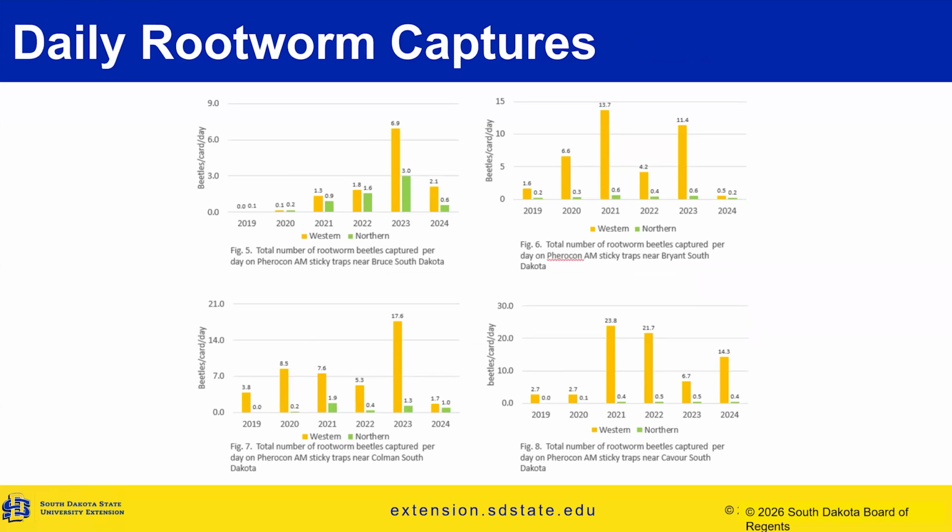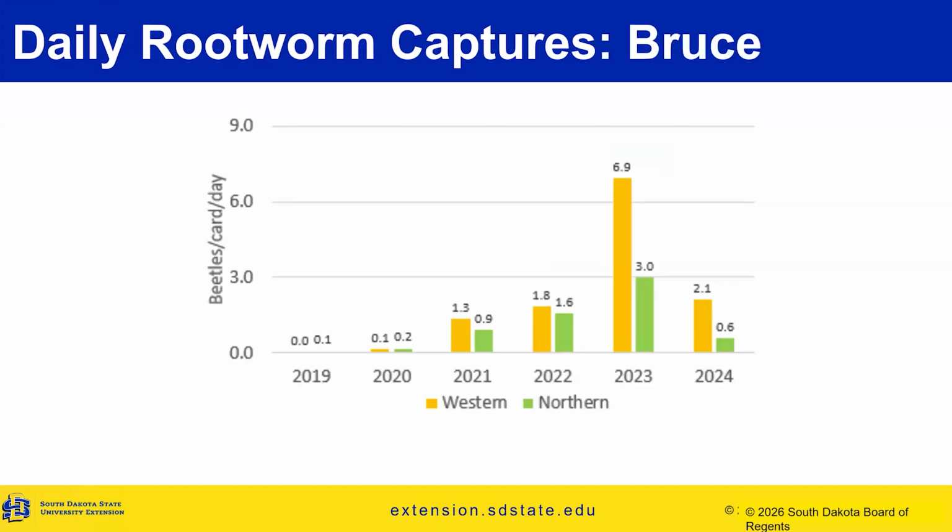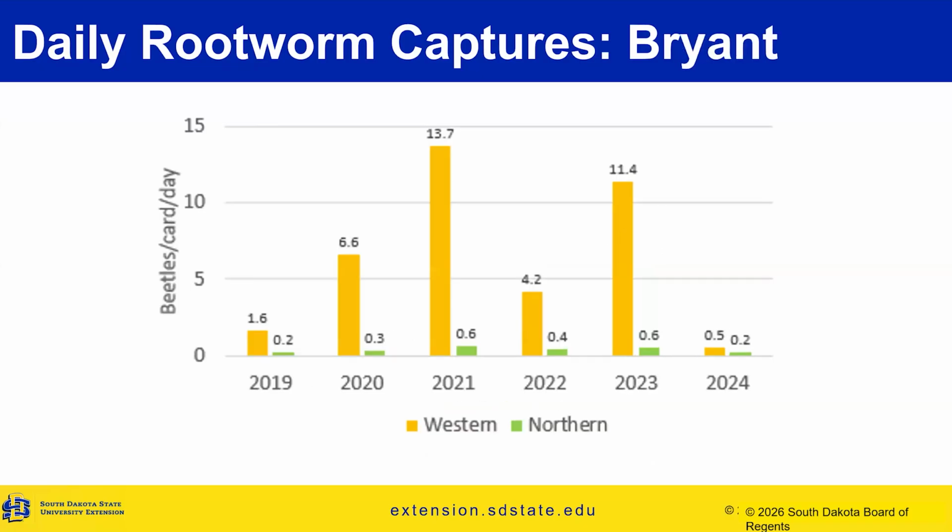We're going to look at the daily rootworm capture numbers then just to get an idea for each location, if we were at threshold or not. Remember, 2 per day is threshold. So for our Bruce location, we definitely have hit it for the last few years. In some cases, we've been way over it. And then looking at our Bryant location, we were quite high in terms of going over that 2 per day threshold until we hit the less favorable weather conditions that caused our population to crash.